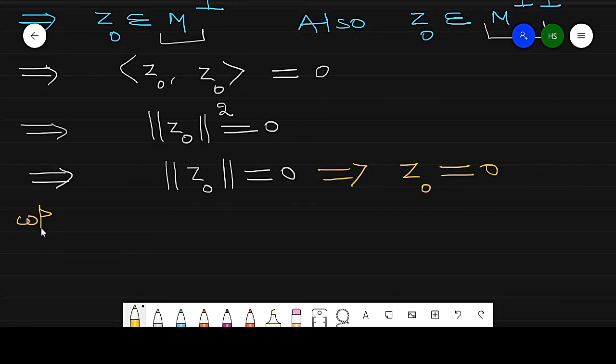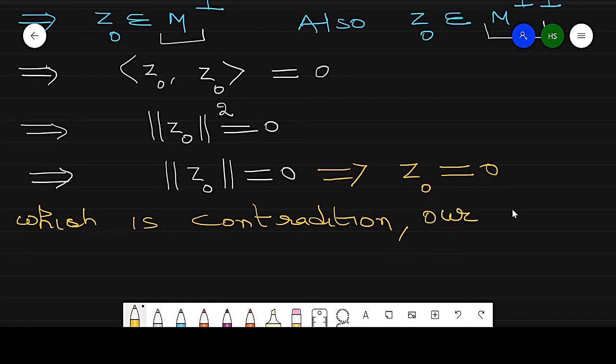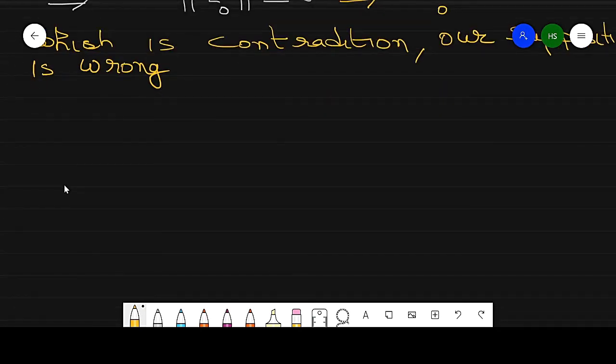Which is a contradiction, because Z0 is non-zero. Hence our supposition is wrong. We supposed that it is a proper subset. If it is not a proper subset, then M is equal to its double orthogonal complement, which proves our result.